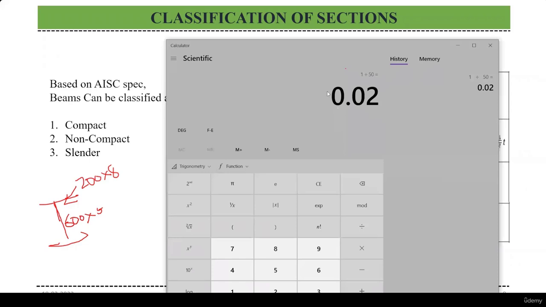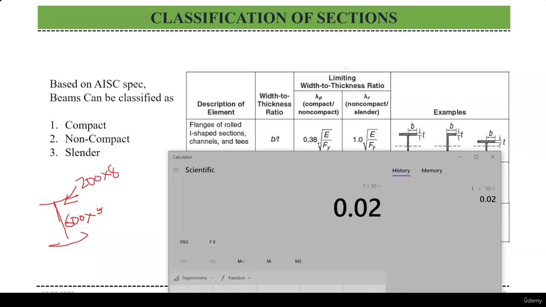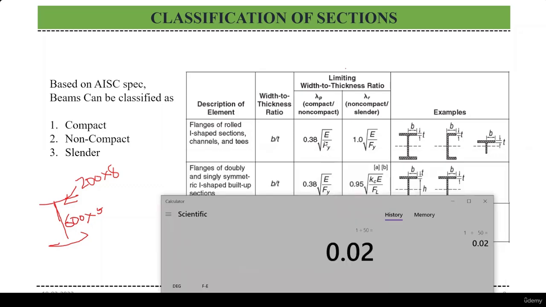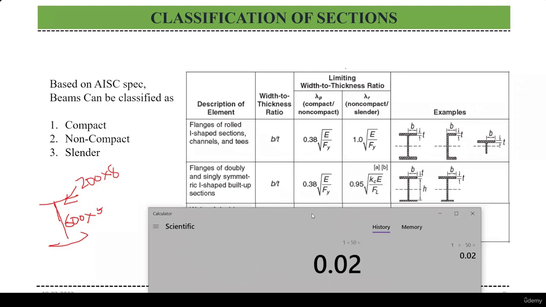First of all, we have to check whether it is a compact section or not. For that, we have to know the E and Fy values of the steel. E is nothing but the elastic modulus of the steel. I think we all have knowledge about elastic modulus, right? The value for steel is 2.05 into 10 to the power of 5.